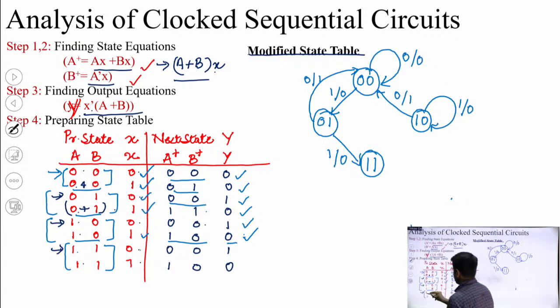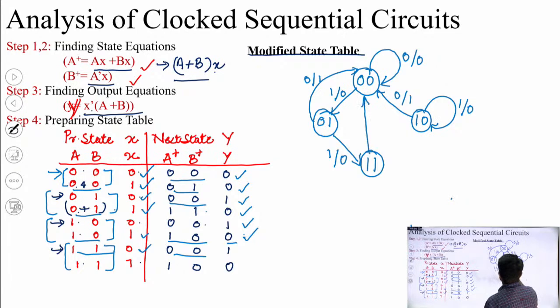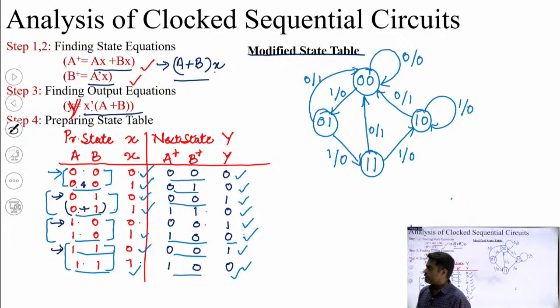1 1, you are in state 1 1, applying 0 input, you are reaching 0 0, that means this transition, and output is 1. Last row, 1 1, you apply input 1 and you are reaching 1 0, and output is 0. So this is the last step, preparation of the state diagram. So in this way we have converted a state table into a state diagram.